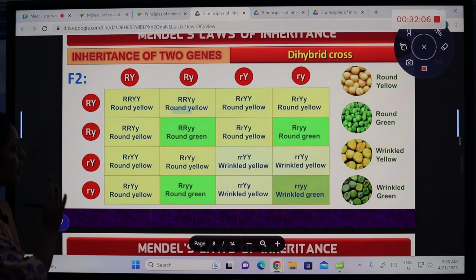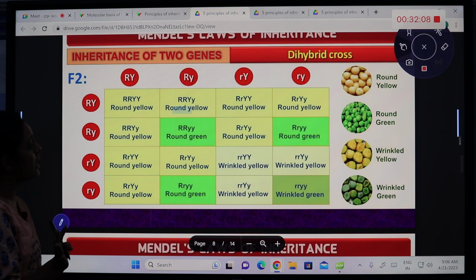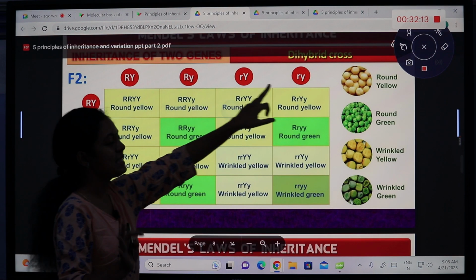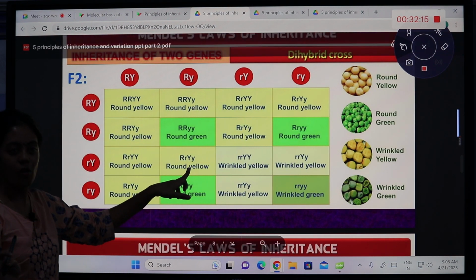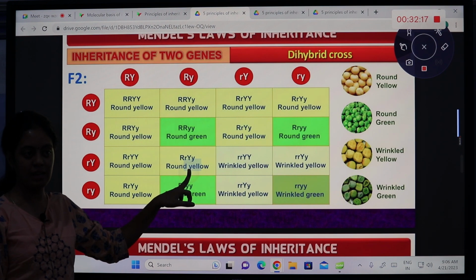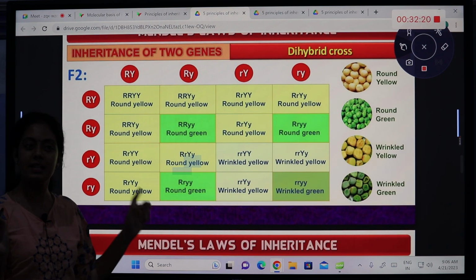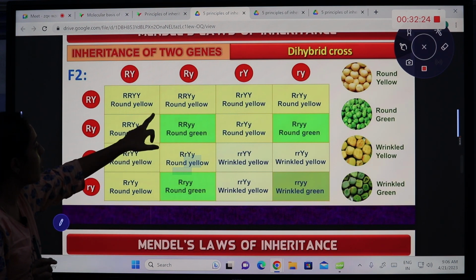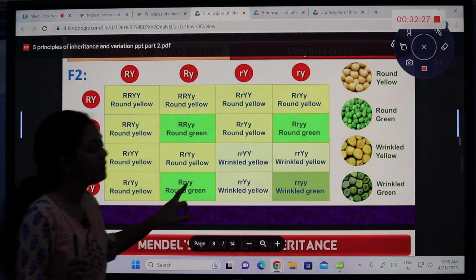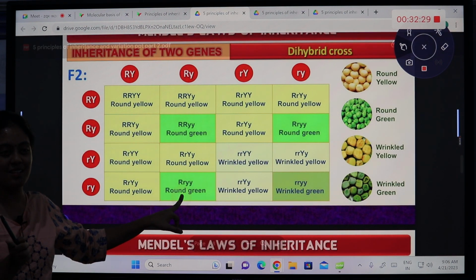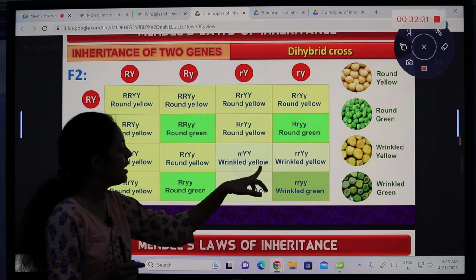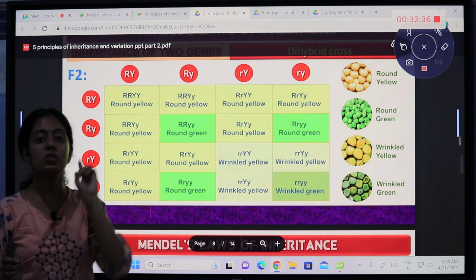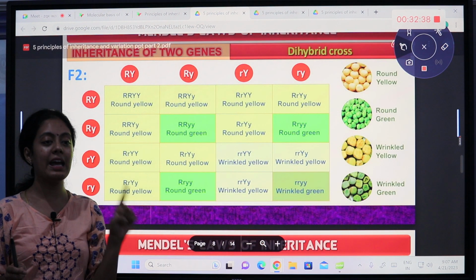From this, can you tell me how many round yellow are there? 1, 2, 3, 4, 5, 6, 7, 8, 9. You should know how that is 9. We all know the ratio, but you should know how it is 9. So 9 round yellow are there. Then how many round green? 1, 2, 3. They are very clearly given with different colors. Then you have wrinkled yellow: 1, 2, 3. Wrinkled green is only 1. So what is the phenotypic ratio?